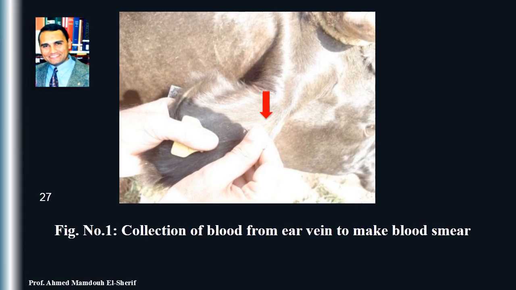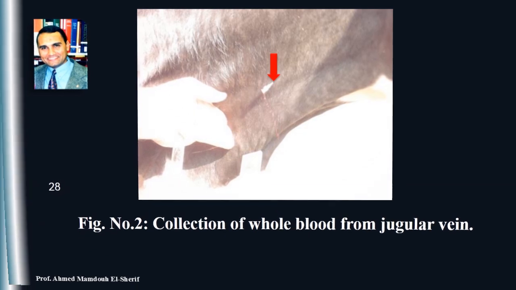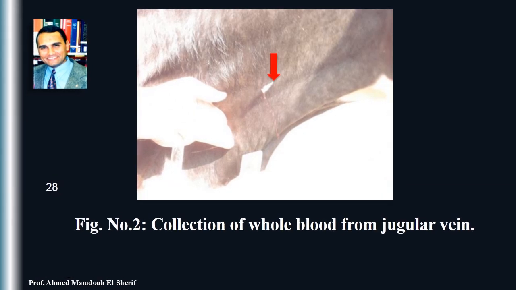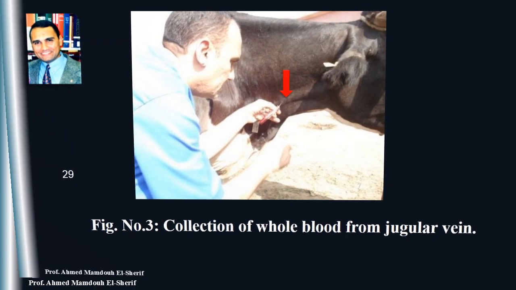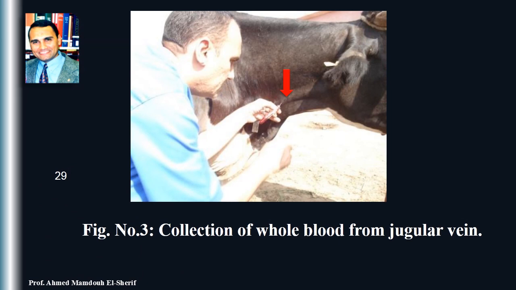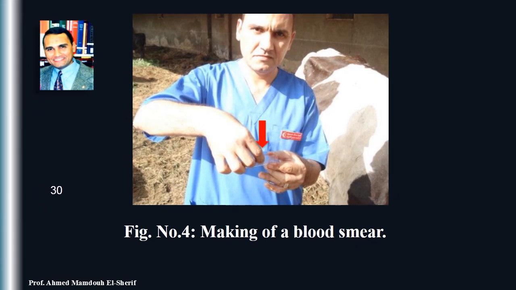This figure showed how to collect blood from the ear vein to make a blood smear. Figure number 2 shows collection of the whole blood from the jugular vein. Figure number 3 shows you how to collect the whole blood from the jugular vein. Figure number 4 shows you how to make the blood smear.